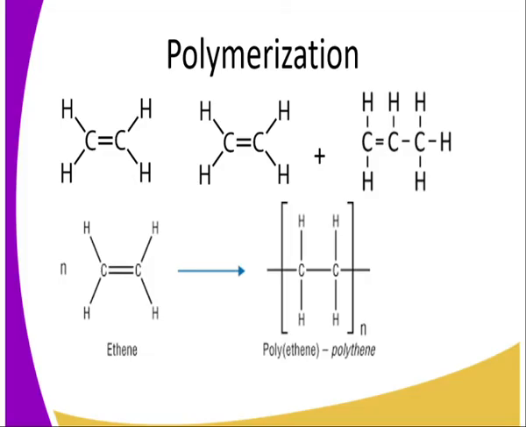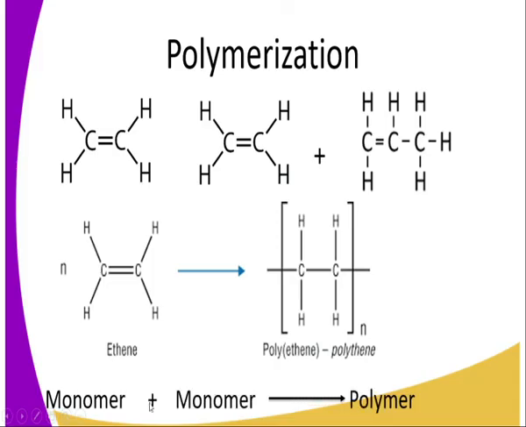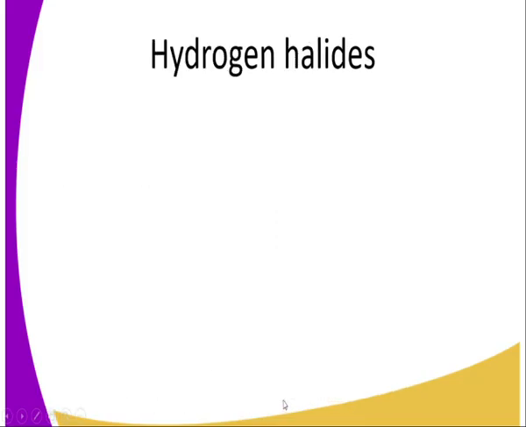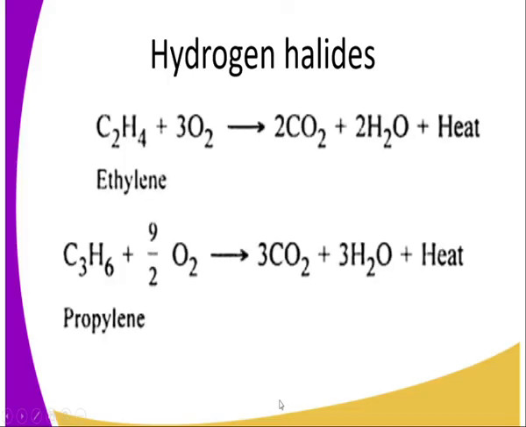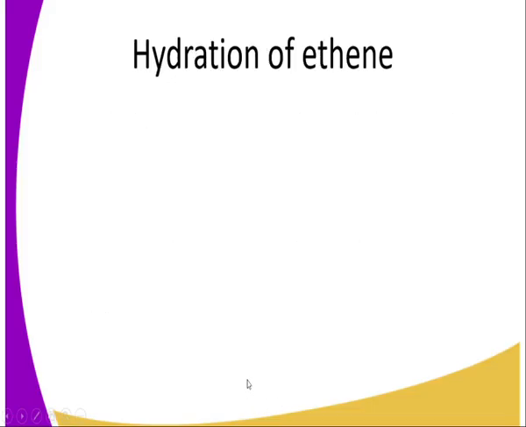In this case, n stands for the number of monomers. So monomers can be more than one, that is, they can be from many different members of alkenes, and they can be linked together or joined together in polymerization, giving us what we refer to as a polymer. So in this case, ethene plus ethene will give us polyethene, which we represent as shown in the diagram. Monomer plus monomer gives us a polymer. What about hydrogen halides and combustion? We have looked at this.